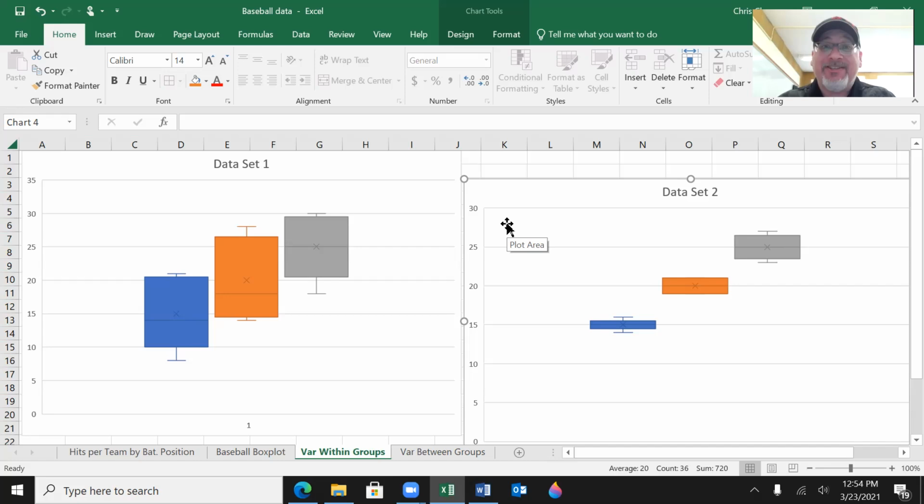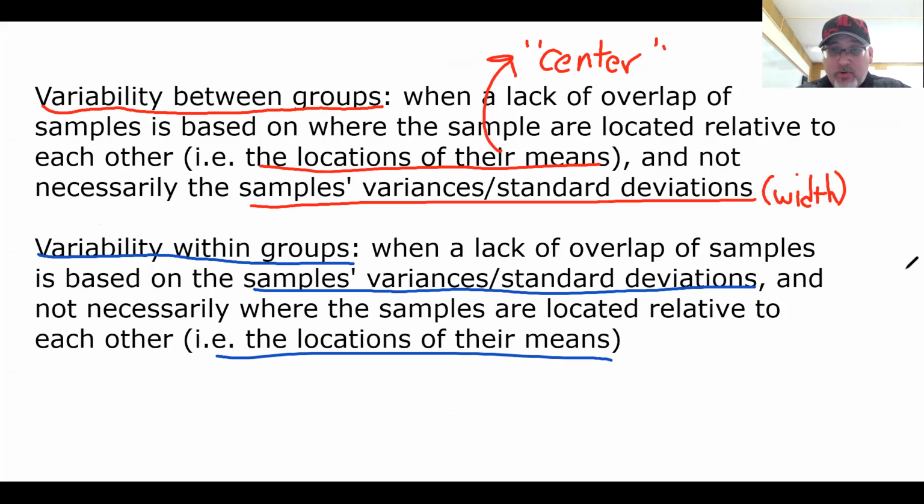But the reason we would say that is variability within groups. We would say variability within groups, the blue one, because the lack of overlap is based on the variance in standard deviation. In other words, how wide each box is, and not necessarily the locations of their means.